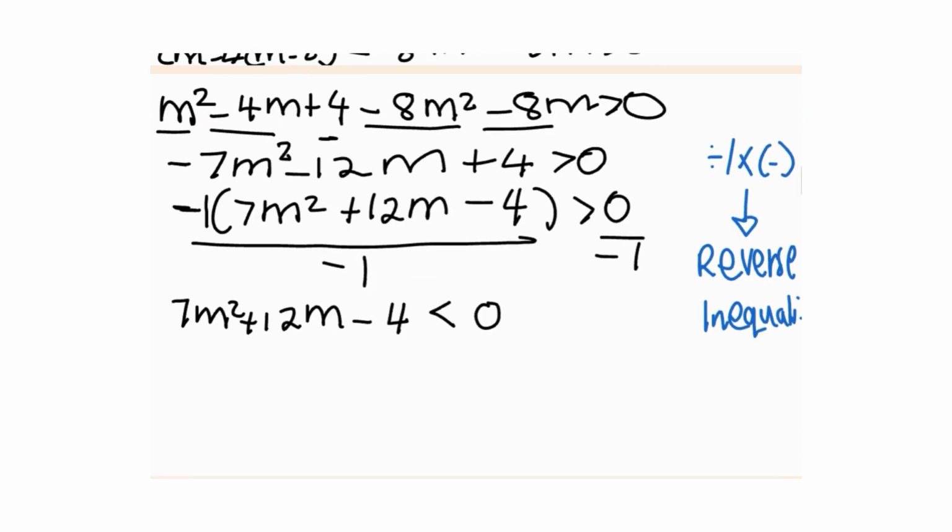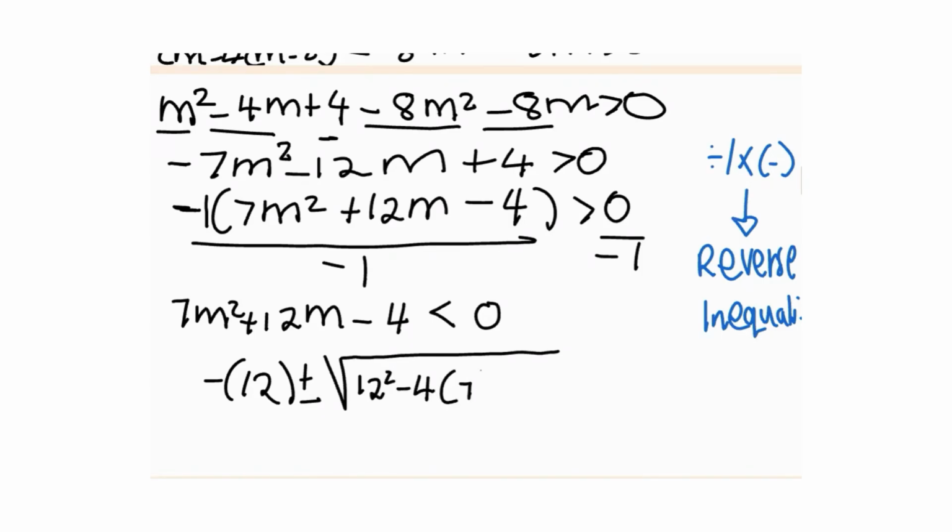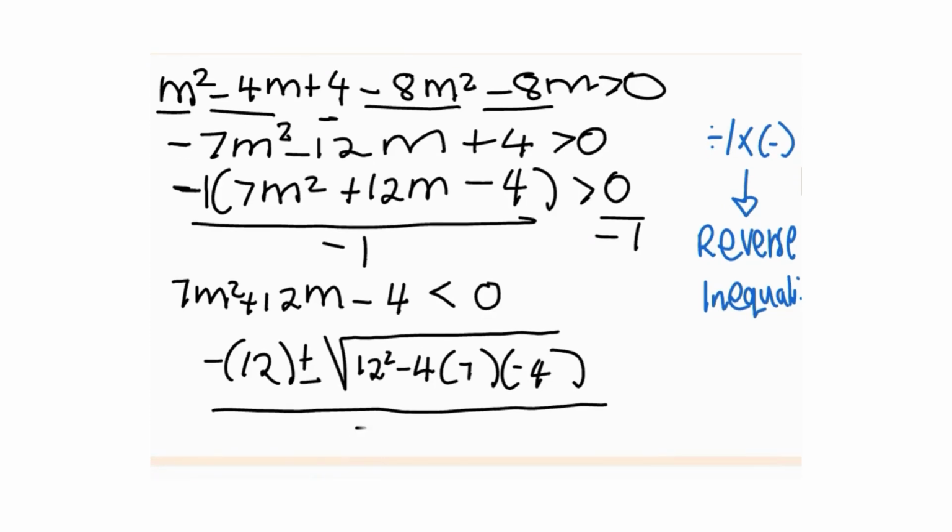So now I can use the quadratic formula to find my values of m. For my quadratic formula, I have minus 12 plus or minus the square root of 12 squared minus 4 times 7 times negative 4. Guys, this is from the quadratic formula. We have it on the formula sheet. Please have a look at it. Divided by 2 times a, which is 7.